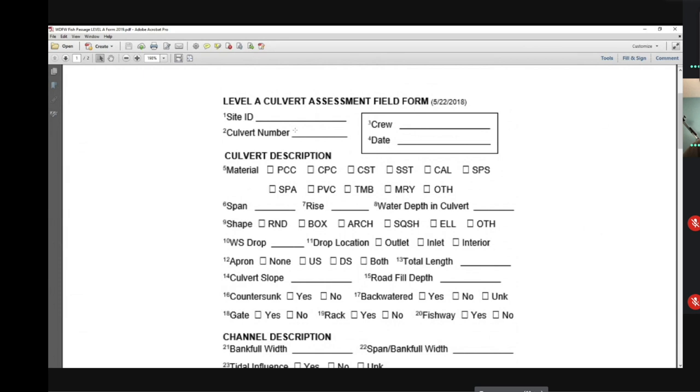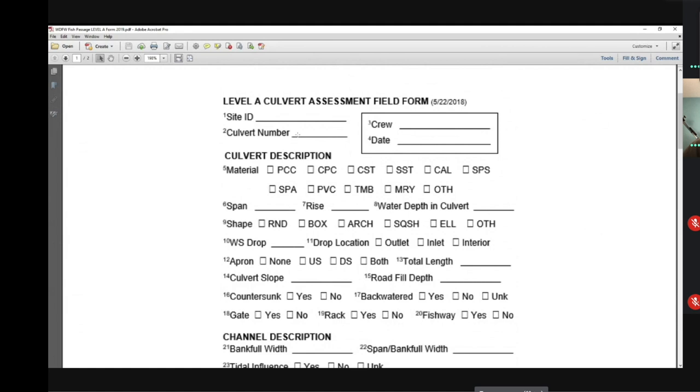Most of this is pretty self-explanatory. Culvert number, that is 1.1, for example, if it's one culvert. But if there are 3 culverts, you're going to have 3 of these data sheets. So there is 1 data sheet per culvert. If we have 3 culverts, you're going to have the same site ID because that's the barrier site. But then you're going to have culvert 1.3, 2.3, and 3.3.